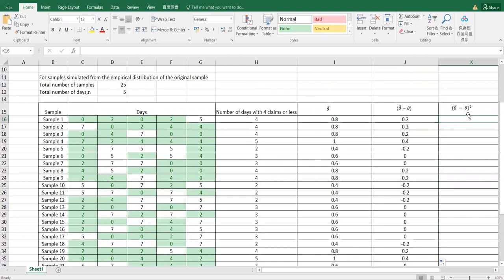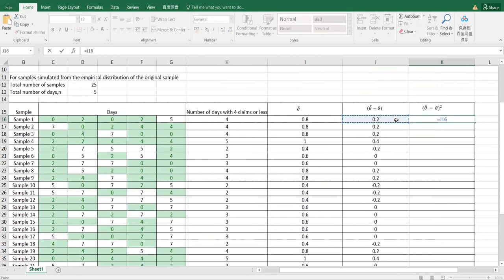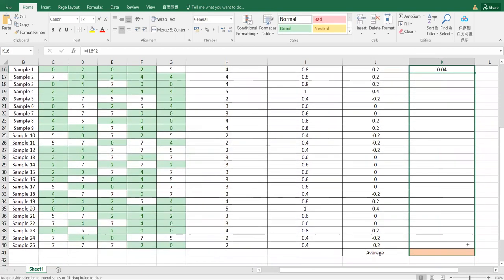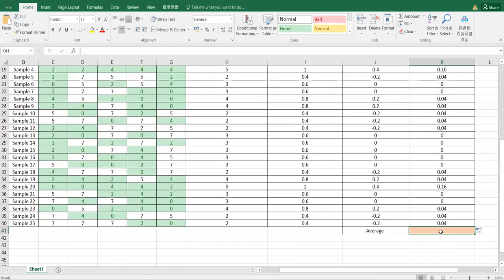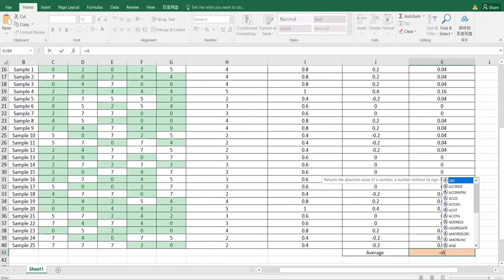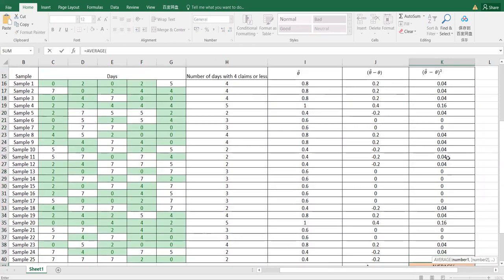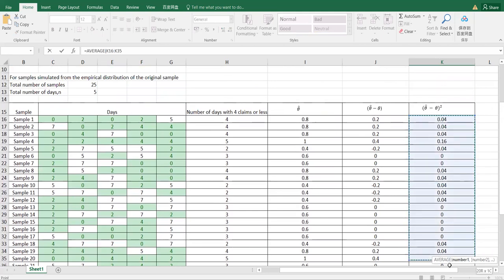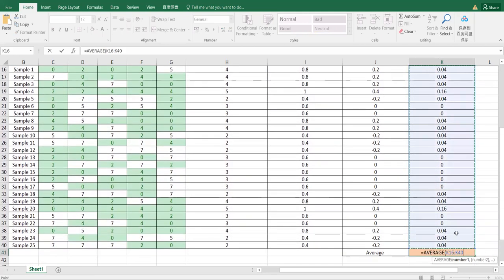For the last step, it is theta hat minus theta to the power of 2. So it is equal to this to the power of 2, and drag it down. Then to find the average, we use the average formula and the range of the 25 samples. So we will know the bootstrap approximation will be 0.0352.